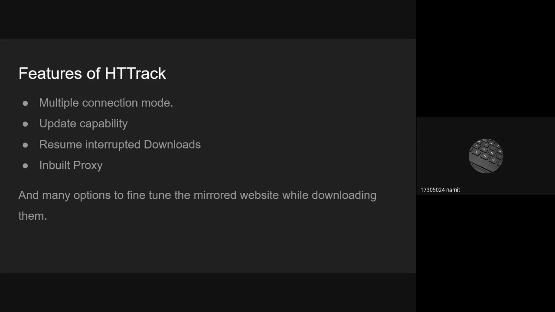Fourth, inbuilt proxy. Imagine if a particular website is not available in your region or it has been blocked by a firewall. In that case, you can use the inbuilt proxy option to download that website. These are a few features of HTTrack, and there are many more options while downloading the website. For example, if we specifically want to download only text files, .jpg images, or .png images, we can choose options as per our requirement. Next.